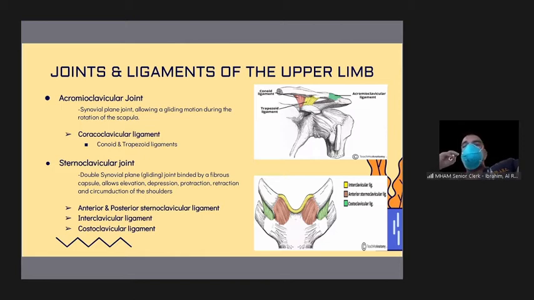The next joint in the upper limb is the sternoclavicular joint. This is a double synovial plane joint which has a gliding motion, united by a fibrous capsule. This is reinforced by three ligaments: the anterior and posterior sternoclavicular ligaments, the interclavicular ligament, and the costoclavicular ligament. The motion for this joint allows elevation and depression, protraction and retraction, and also circumduction of the shoulder.